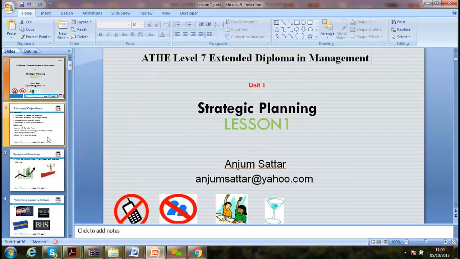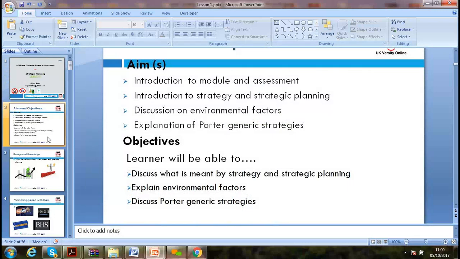Okay, we'll start today's lesson. Lesson 1, strategic planning. My aim for this lesson is an introduction to strategy and strategic planning: what is meant by it, how we can make strategy, and where this word strategy came from. I'll also discuss environmental factors, and we'll go through the Porter generic strategies, according to the author Michael Porter. He gave different sorts of strategies which we can make for the business to be successful.